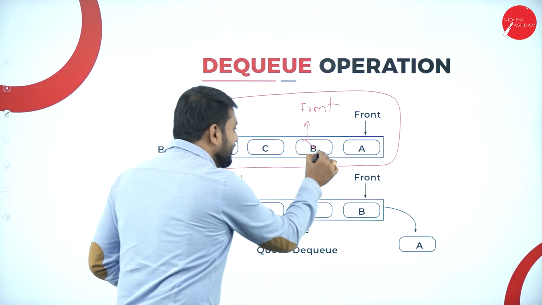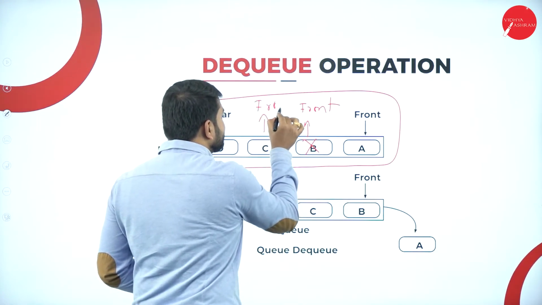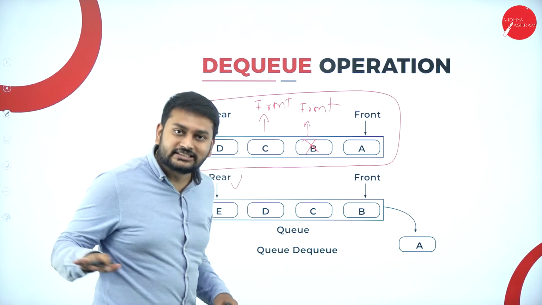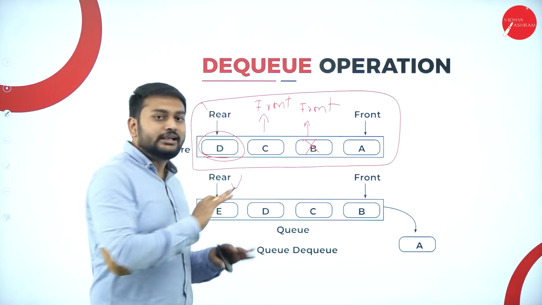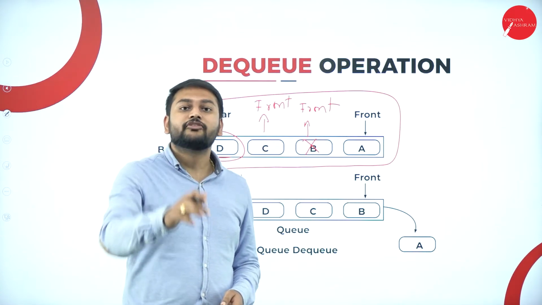Suppose if I delete even this B also, what will happen? My front pointer will point to this C. That's what you need to remember. But the rear pointer will be there as it is. It will not move. It will be pointing to D itself. That's what you need to remember. So this is how we delete an element from the queue.